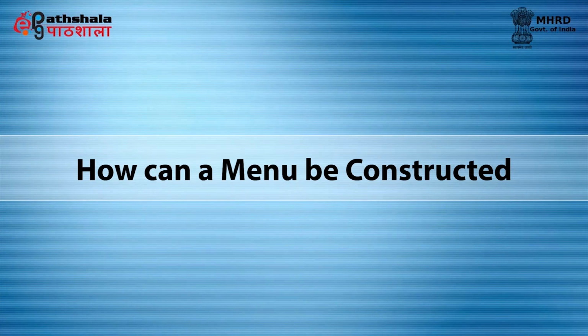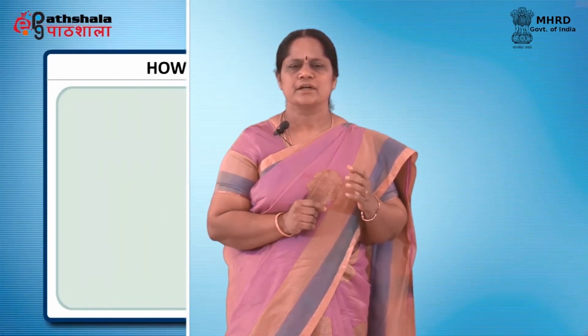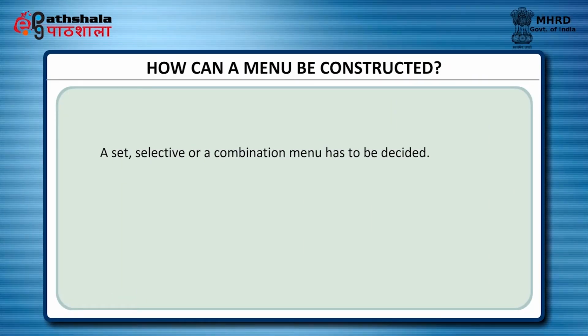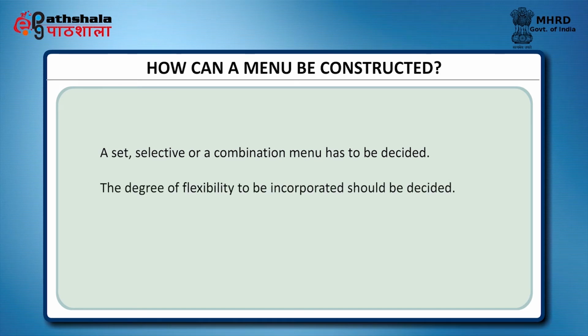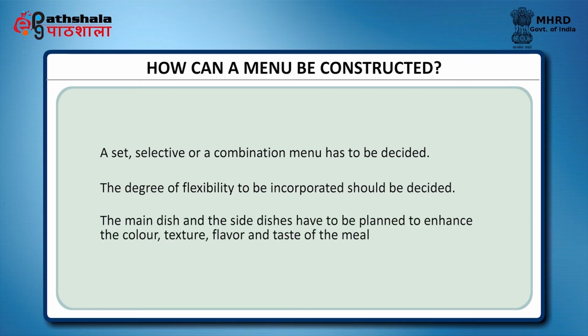A menu has to be planned in a systematic manner. First and foremost, whether a set, selective or a combination menu has to be decided. The degree of flexibility to be incorporated should be decided. The main dish and the side dishes have to be planned to enhance the color, texture, flavor and taste of the meal. In case of cyclic or weekly non-cyclic menus, the same food item or dish should not appear consecutively on 2 or more days.